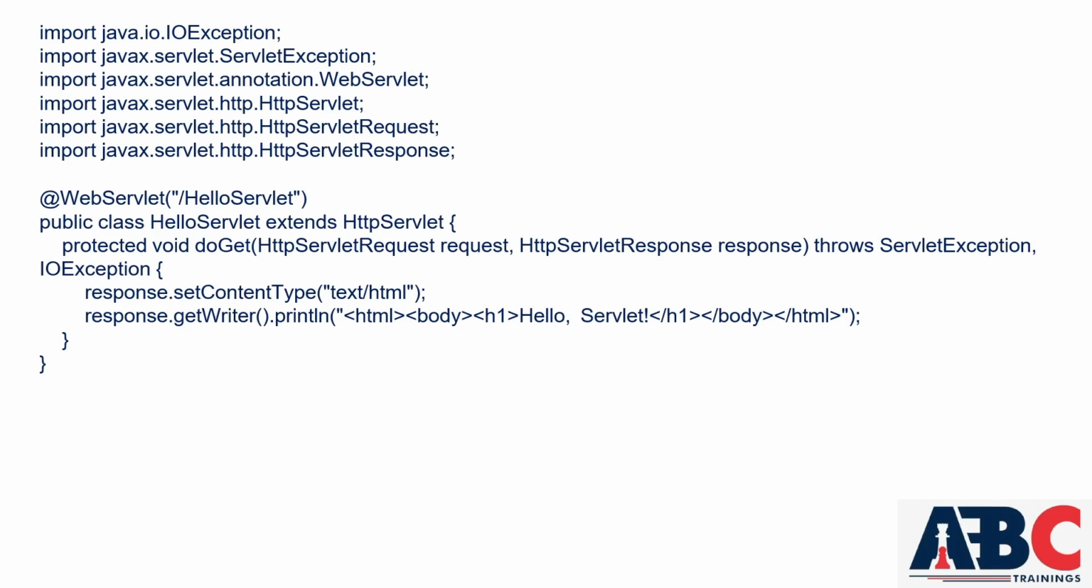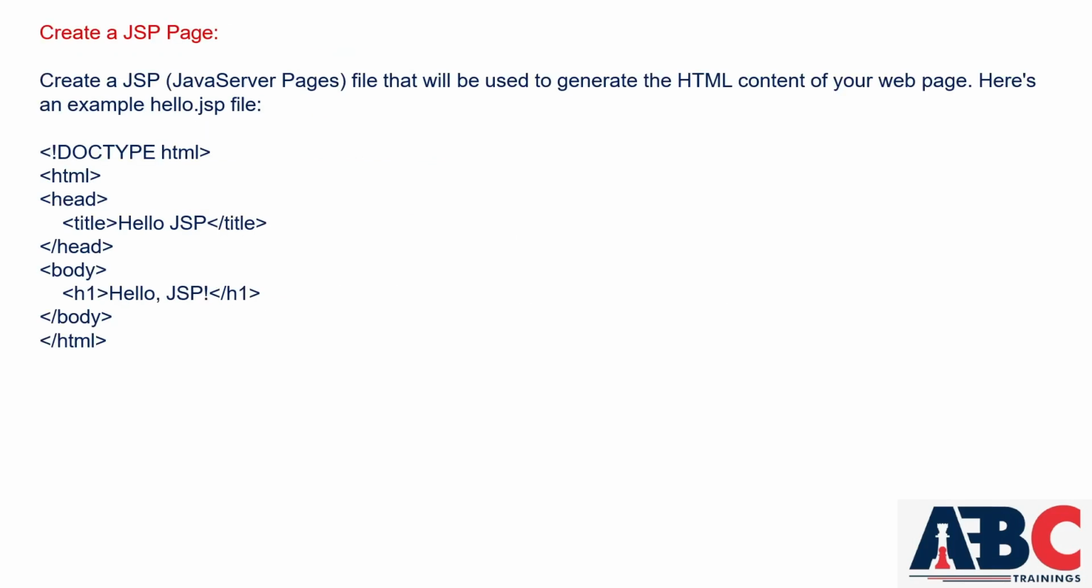There is the example. We add the servlet file, ServletException, WebServlet, HttpServlet, HttpServletRequest, HttpServletResponse, and add the WebServlet. Next is the exception we also add. Then create a JSP page, which means JavaServer Page, to add the file that generates the HTML content of your web page. Here is the example of the hello.jsp file.